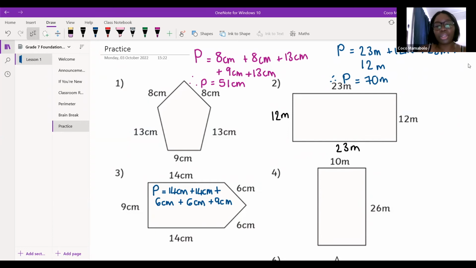That's good, Guguletu, but don't forget, I'm very, very strict. I need that "therefore." Therefore, P is equals to 49 centimeters. Excellent, good. I always want that "therefore" there. Thank me later when you get to high school and your teachers are using "therefore" everywhere, and you'll be like, I remember Teacher Coco told us about "therefore." Okay, well done.